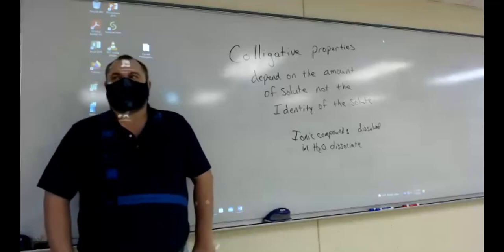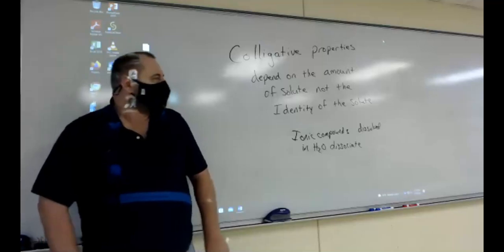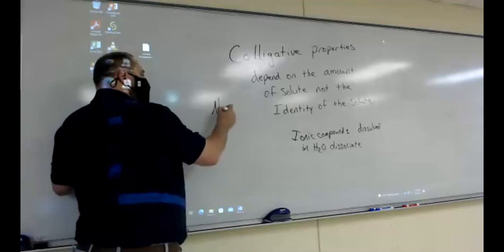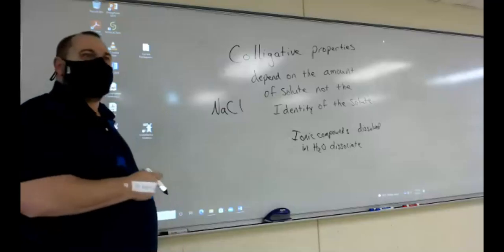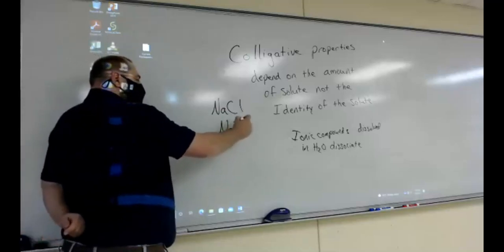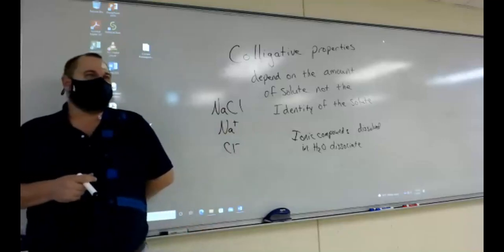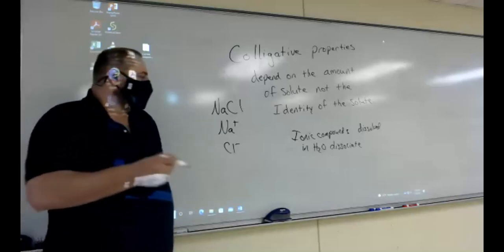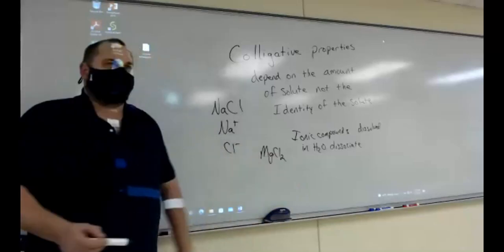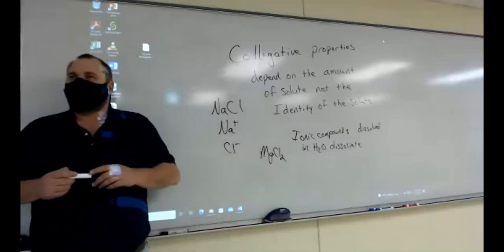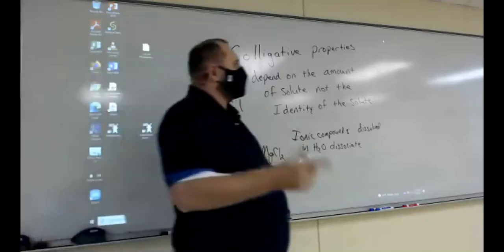So most colligative properties depend on the amount in there. When it breaks apart, if I take NaCl, it doesn't count just as NaCl. It counts as Na+ and Cl-. So I get a 2 for 1. All right. So if I do MgCl2, how many particles do I have if I have one particle of that? 3. Okay. All right.